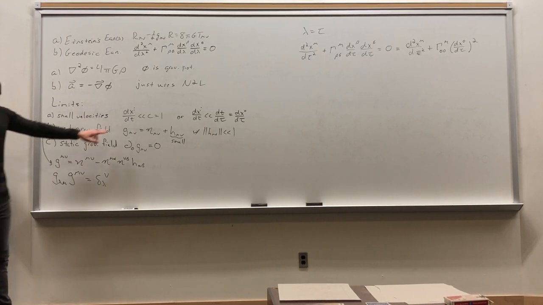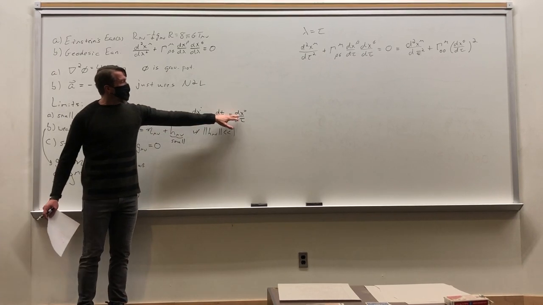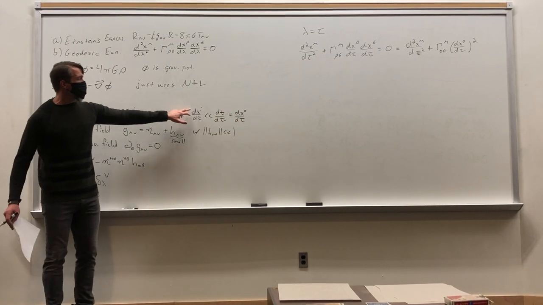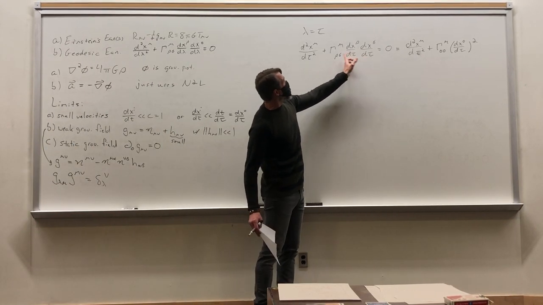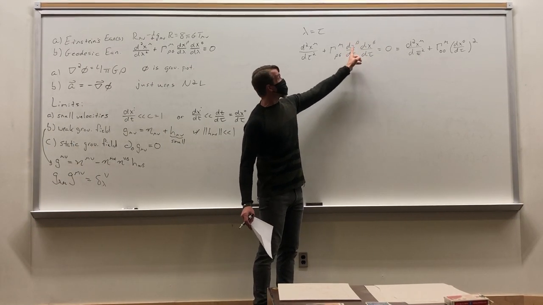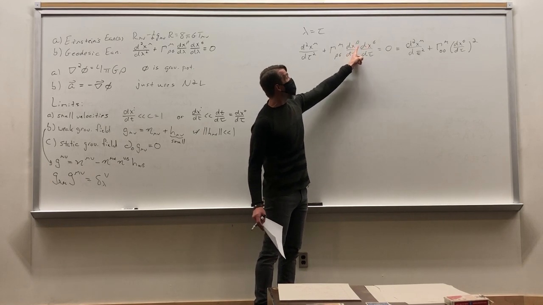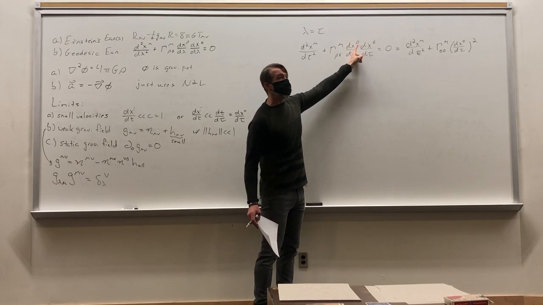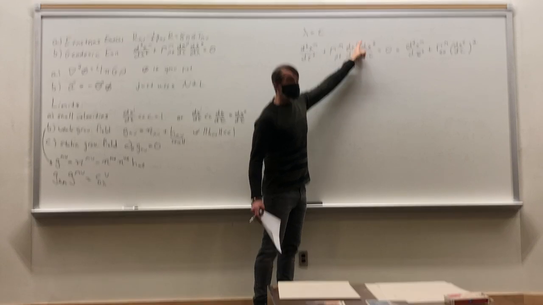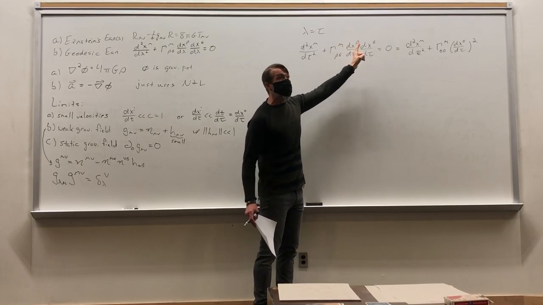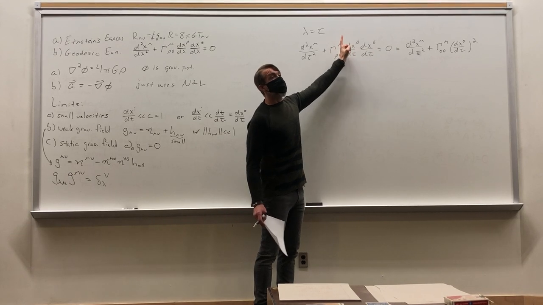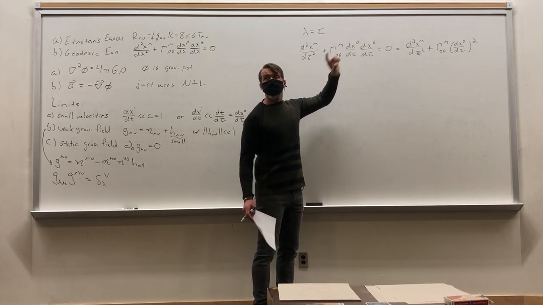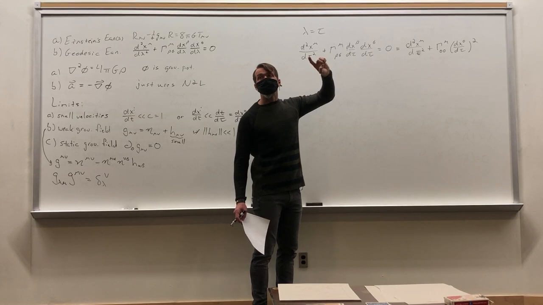Yeah, look at this. dx0/dτ is much bigger than dxi/dτ. This involves the sum over rho and sigma, so this is going to have all combinations. It's going to have i's and j's, i's and i's, i and 0, and 0 and 0. Every one of those terms is smaller than 0 and 0, so that's the only one we'll keep.